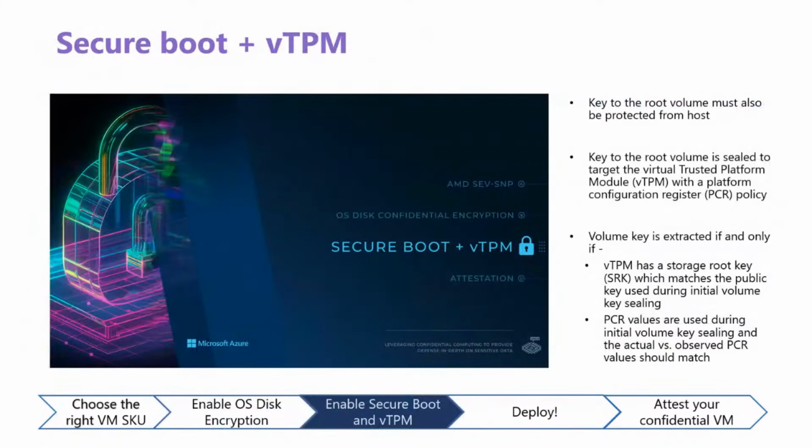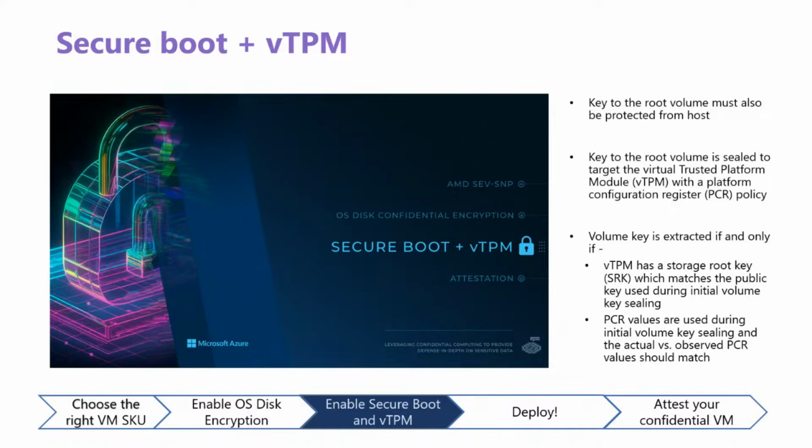Perfect. Let's understand why we need to enable secure boot and virtual trusted platform module as well. Yes. So far we covered the technology that enables the confidential virtual machines, and then the need for having the OS disk encryption. Now we might question, since the root volume is encrypted, where do I actually store the key to that particular root volume? This is where the virtual TPM comes into the picture. There is a guest firmware which provides this virtual TPM device so that you can actually store the key to that root volume inside the virtual TPM. That's actually sealed with a particular platform configuration register policy.